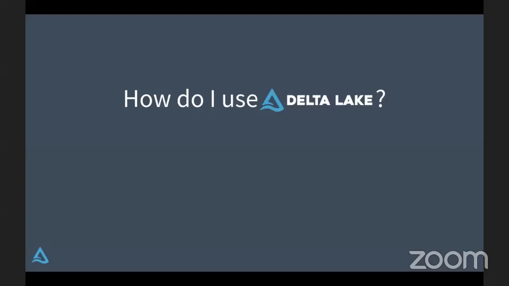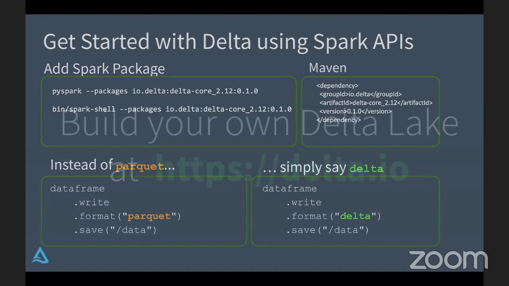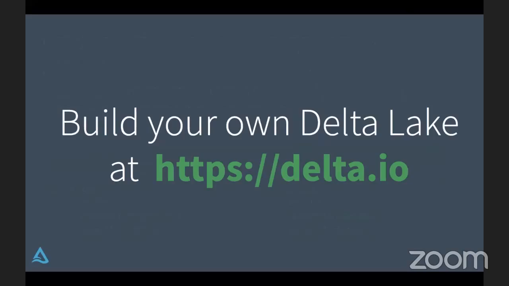All right. So how do you use Delta Lake? To use it, you can basically add a Spark package. You can use Maven, and like I said, with DataFrame, instead of dot format Parquet, just switch to dot format Delta, and bam, now you're using Delta. Okay. So you can build your own Delta Lake right now if you want to.